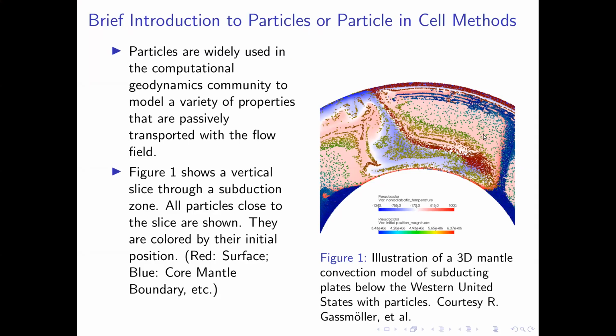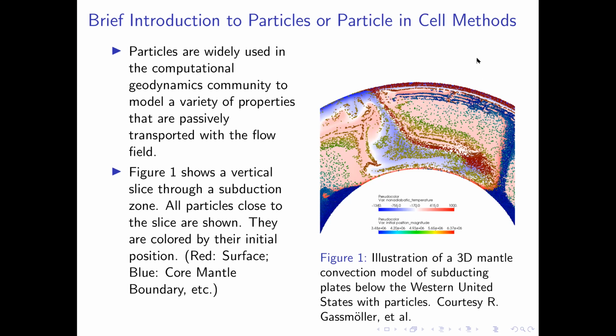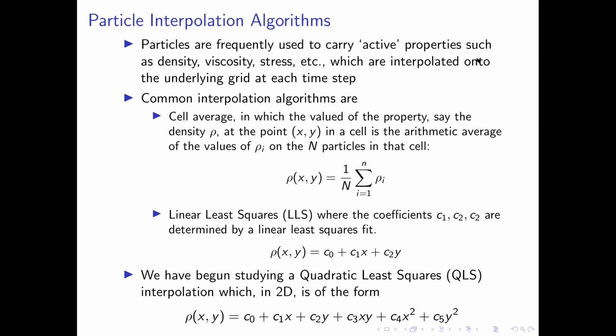So on the right is a picture of many particles. It was partly a paper for doing parallel computations and analyzing scaling the parallelism for the particles, but they're widely used in the computational geodynamics community. We're not the only ones that use particles. The particles, in this case, indicate where they started, red and blue, which I would call a passive tracer in some sense, because it's not being interpolated onto the underlying grid.